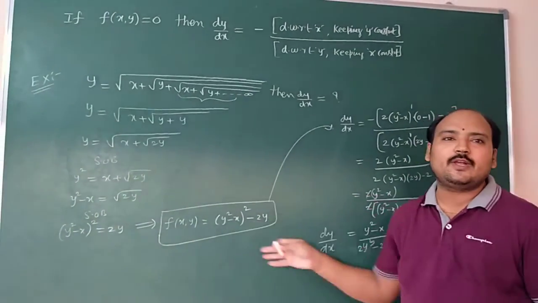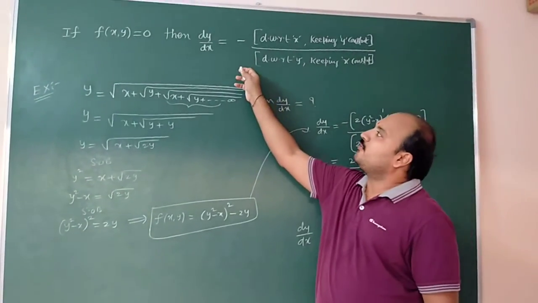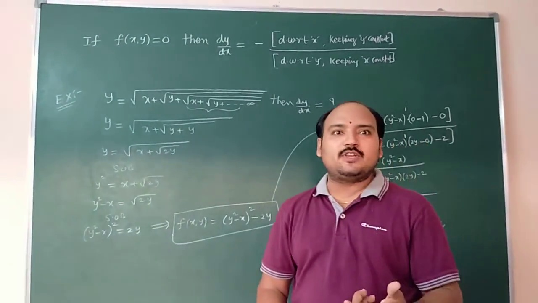This is the way we have to do it by using the shortcut formula for the question, the implicit function.